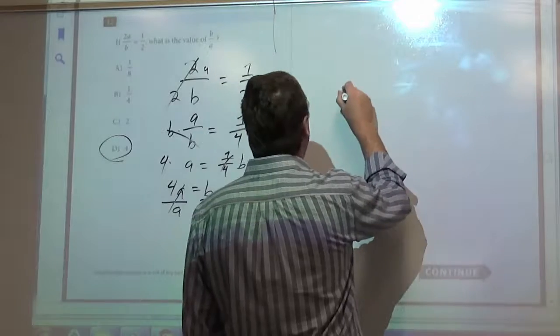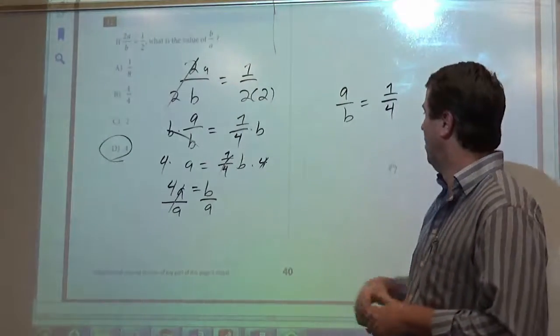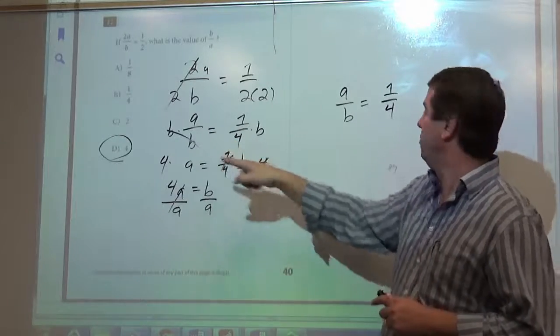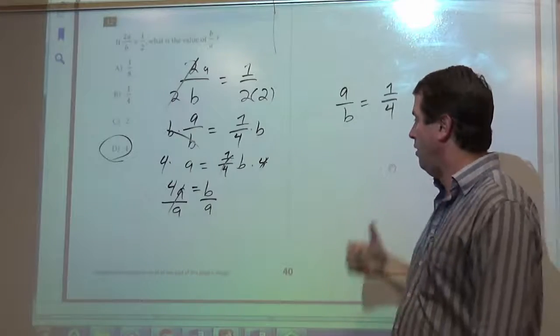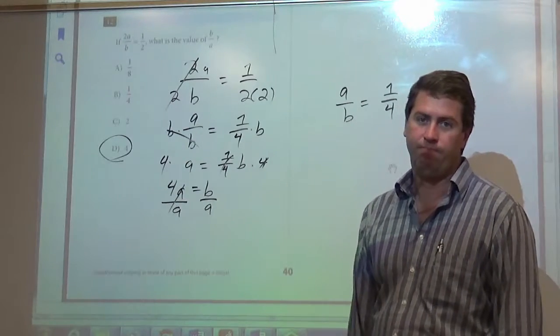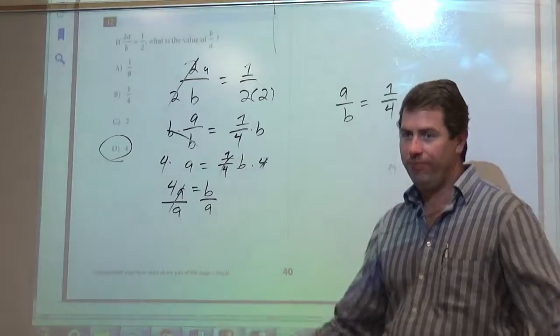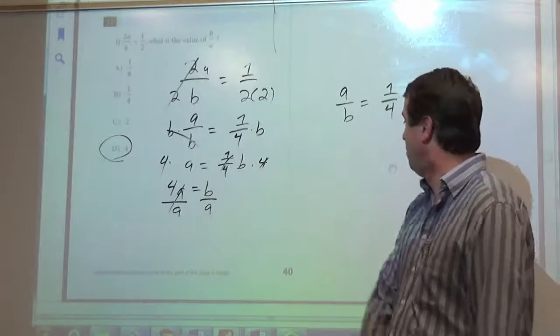Now, back here, we had a over b equals 1/4. Notice that the answer is just the same thing flipped over. That would be shorter, and this is a timed test.